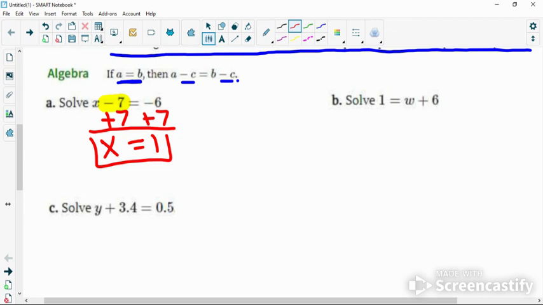B. Solve 1 equals W plus 6. It says W plus 6, so we have to undo the plus 6. We use the opposite, so instead of plus 6, we subtract 6 on the right and the left. Now on the right, this leaves me with W.